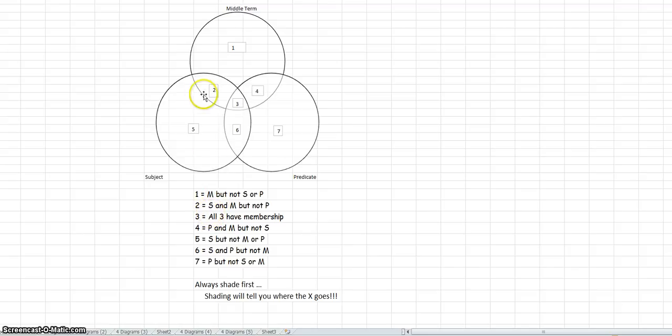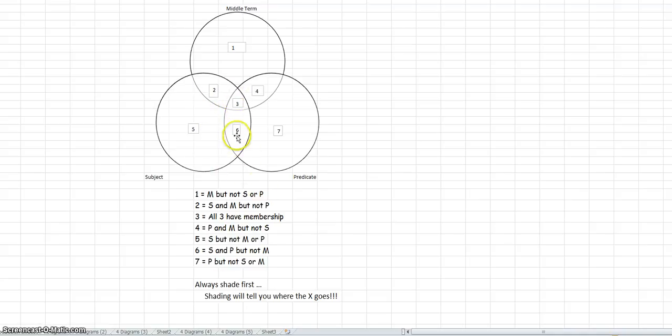Number 2, right here, would be S. So it's a subject, and it would be M, but it would not be part of P. Number 3, all 3 have membership. Number 4, we have P right here, and we have M right there, but we do not have S. Number 5, we have S right here, but not M or P.